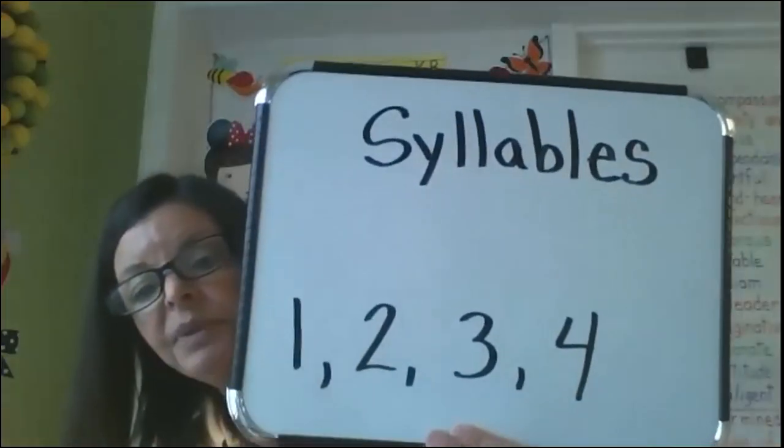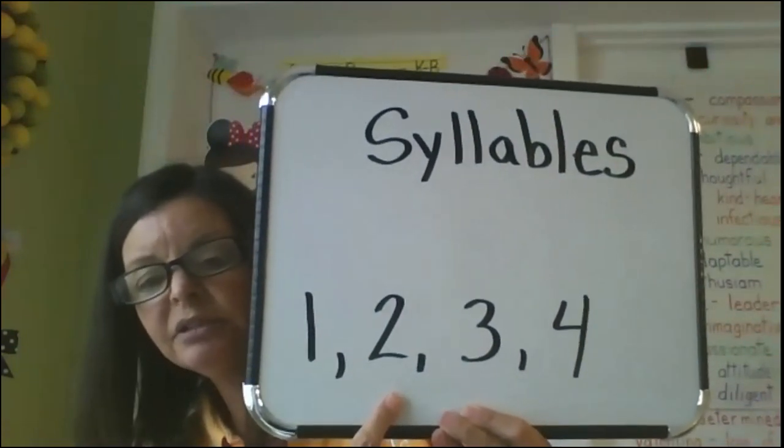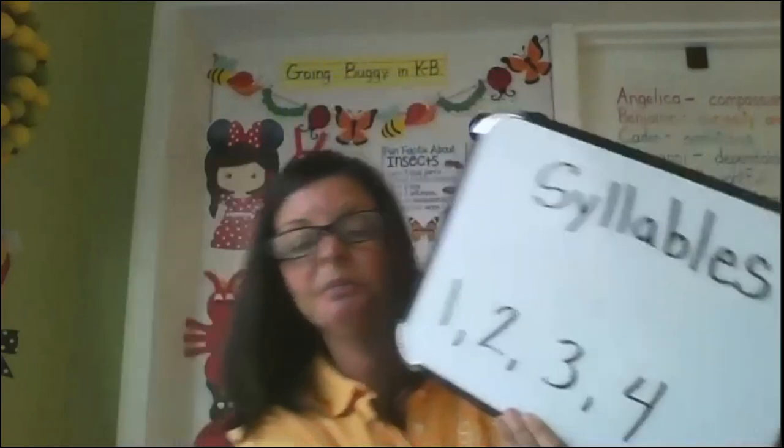In our English language, we have many different words, right? And with every word that we have in our dictionary, the words can be broken up into syllables. Sometimes a word has one part, two parts, three parts, or it can even have four parts. So let me explain what I mean.